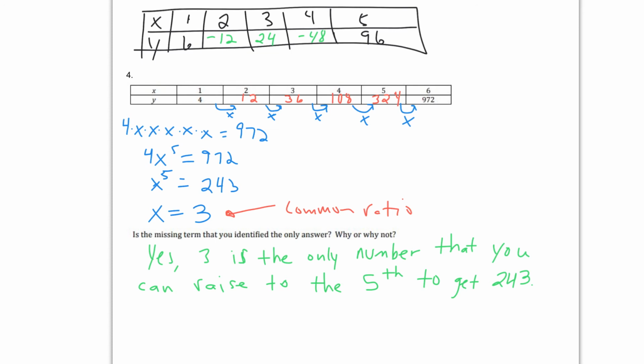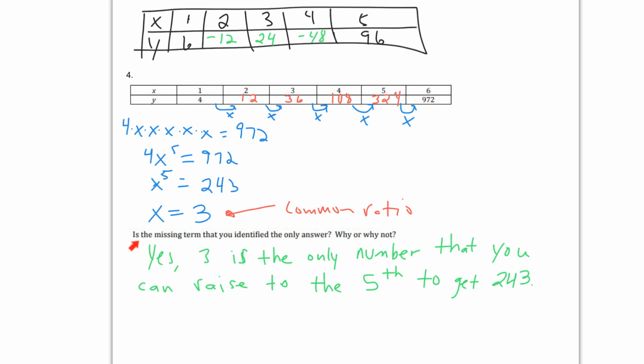And so if we fill in our numbers, 4 times 3 is 12. 12 times 3 is 36. 36 times 3 is 108. 108 times 3 is 324. And 324 times 3 would leave us with that 972.